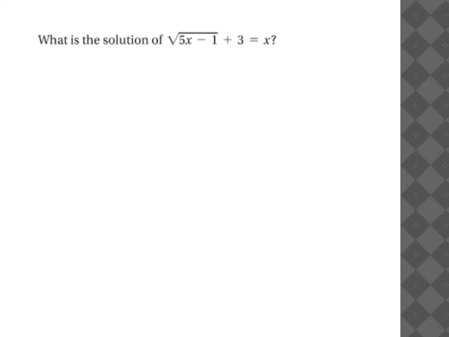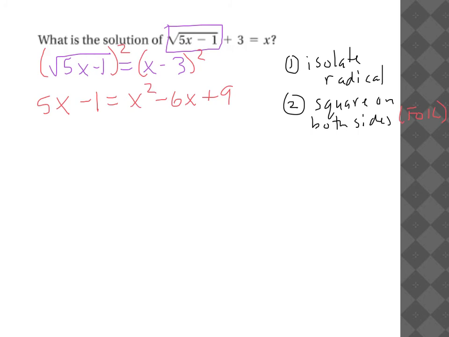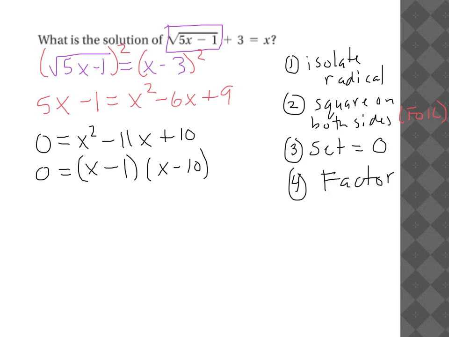So I want you to pause the video and attempt to do this by yourself. Again, first, isolate your radical. So if you're stuck, these are the first two steps you should do. Your next step would be to move everything over to one side of the equation. So I'm going to move everything over to the right side and then factor. So this is what you should have gotten your factors to be. Once you have your factors, you should solve for x and check both solutions.